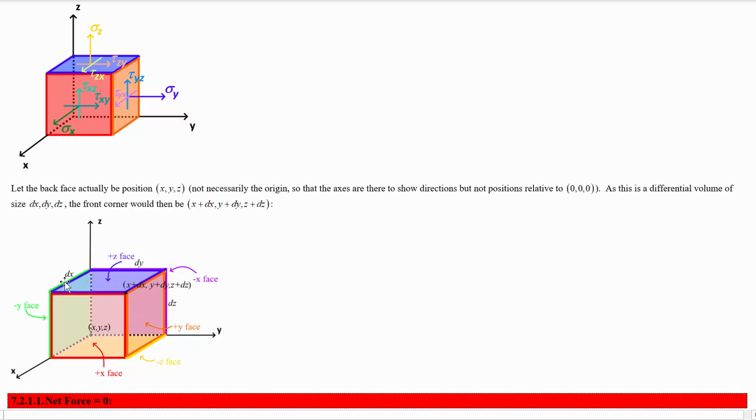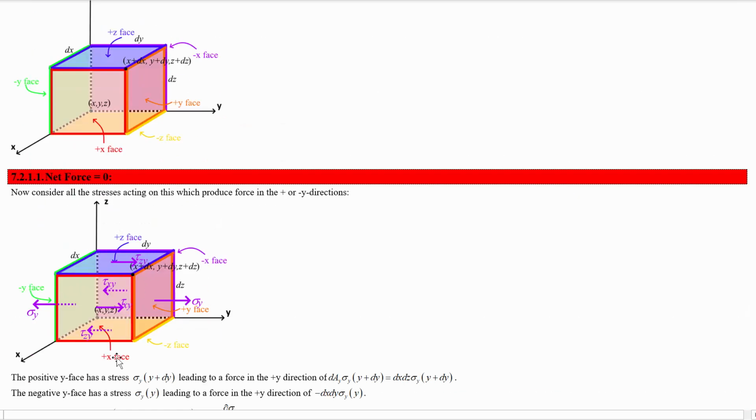So you can still say that each of the sides are length dx, dy, and dz. We have this differential volume here. What we're going to do is look at what's required for the net force to be 0 when we consider all of the shear and normal stresses and the forces they produce together on this infinitesimal volume.